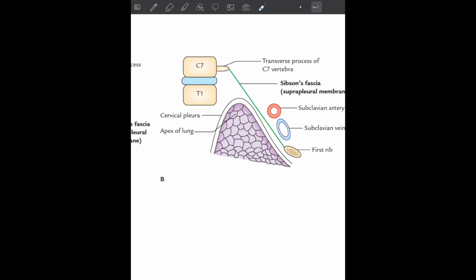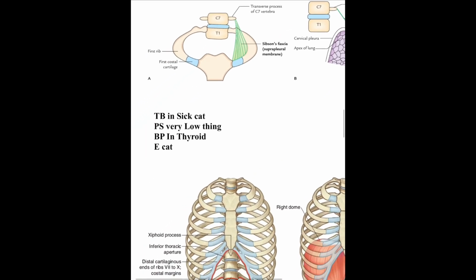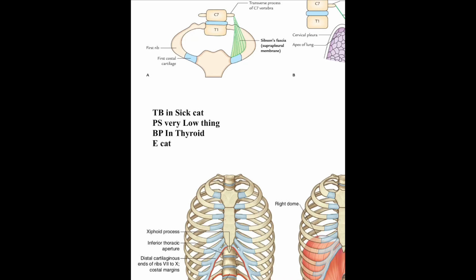Sibson fascia protects the underlying cervical pleura, beneath which lies the apex of the lungs. It resists the intrathoracic pressure during respiration, the pressure within the thoracic cavity. So I will discuss the structures passing through the thoracic inlet. I created a mnemonic for that.